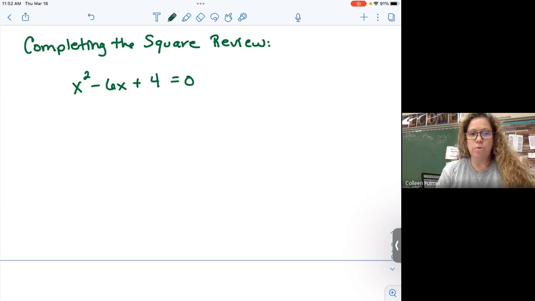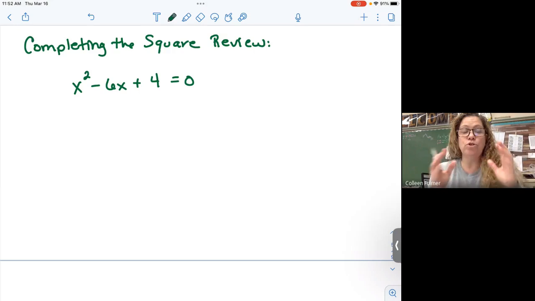Okay, so in order for us to do integration by completing the square, we have to actually remember how to complete the square. So I gave you this quadratic, which is not factorable. You could do the quadratic formula on it, or you could use the process of completing the square. You would have learned it in geometry and done it again in Algebra 2 if COVID hadn't hit.